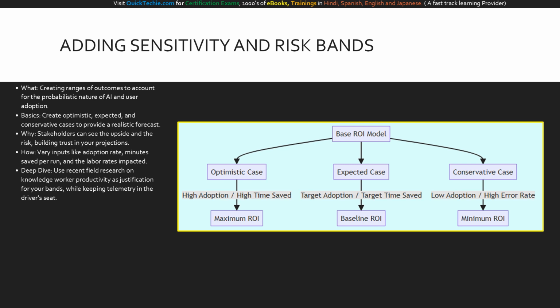Why do we do this instead of providing a single number? Because by showing ranges, stakeholders can see both the potential upside and the inherent risk, which dramatically builds trust in your architectural projections. How is this executed?